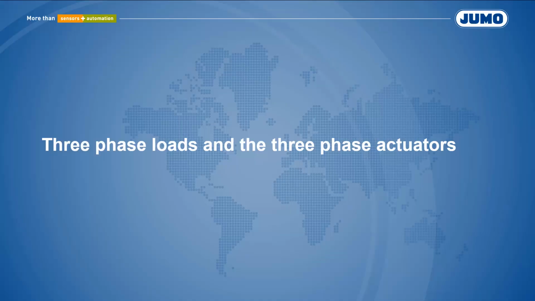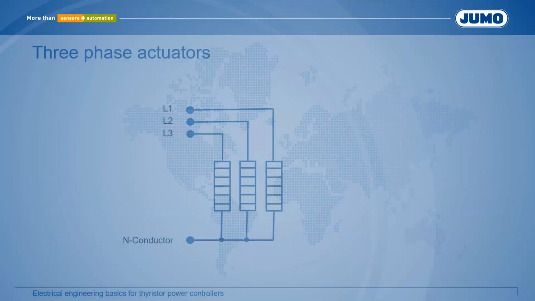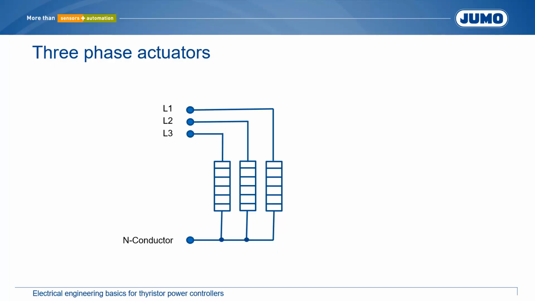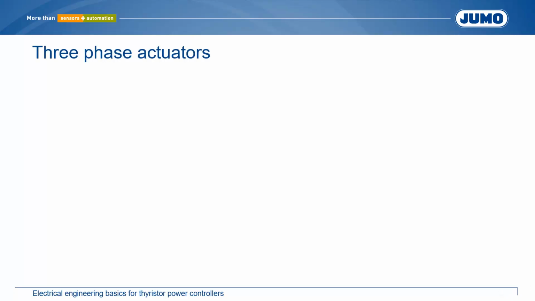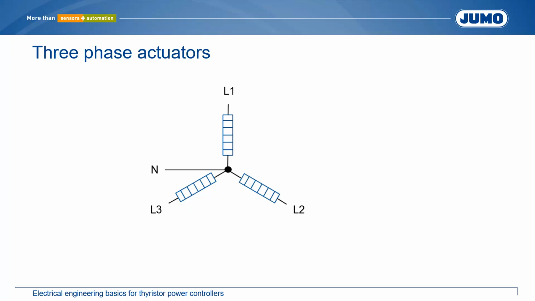Especially bigger loads are operated in three phases. In this case, the heating elements consist of three partial loads. These are connected between the three phases and the neutral conductor, for example. The loads can be arranged in a star. This is why the structure is also called star connection. In a star connection, the phase-to-neutral voltage is acting on the partial loads. As mentioned several times, this is 230 volt AC in most networks.